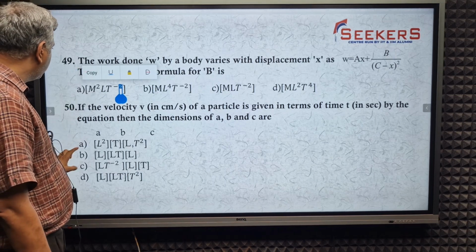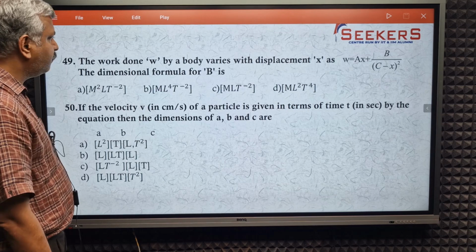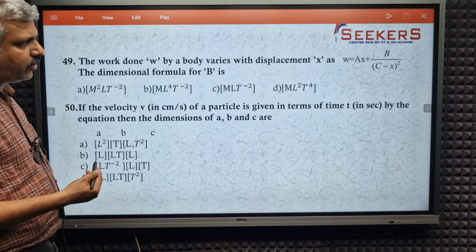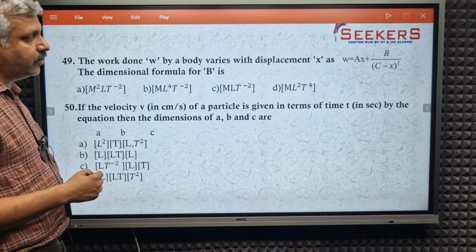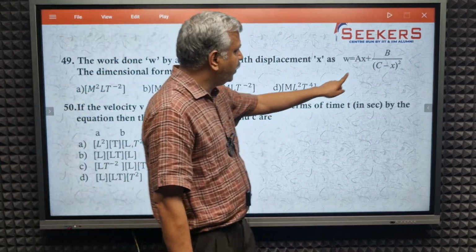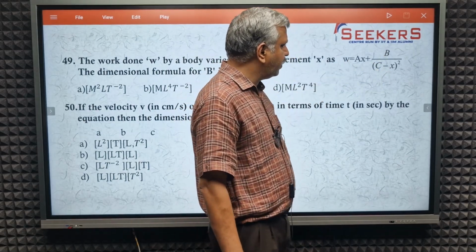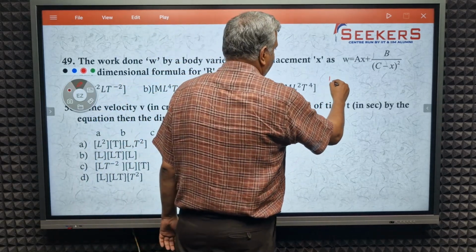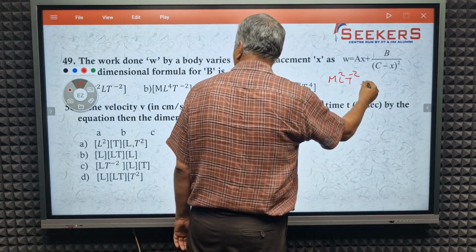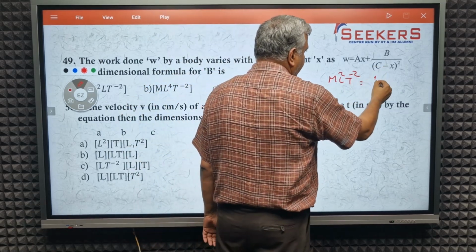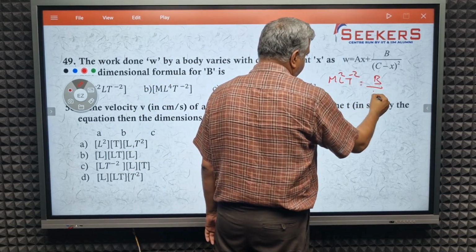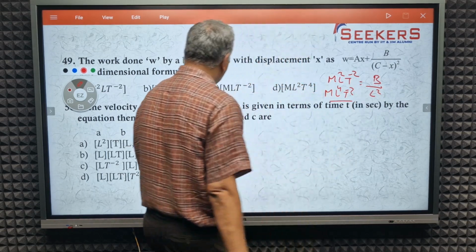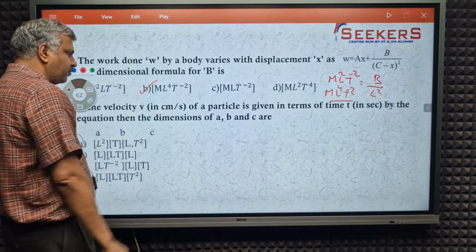The work done W by a body varies with displacement as this. Then they are asking you for the dimensional formula for B. I told you already earlier, whenever you add or subtract physical quantities, the dimensions must be the same. So here B by C minus x square should have the same dimensions as W. Now let's understand what is W. The dimensions of W is m L squared T power minus 2. So this must be equal to the dimensions of B divided by, here x is length, so length squared. From here if I transpose, it will become m L power 4 T power minus 2. So B is the right answer.